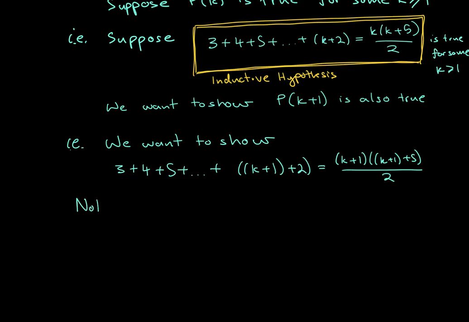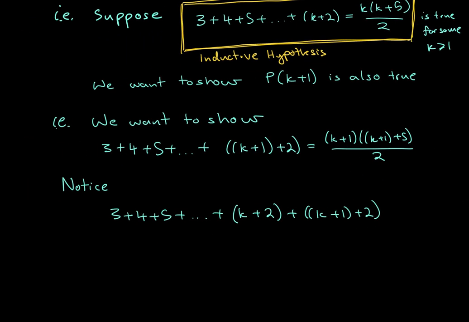So how am I going to do that? Well, I'm just going to start with the left side of this equation and mold it mathematically. 3 plus 4 plus 5 plus dot, dot, dot. And I'm going to add in one term before this thing. So that's going to be k plus 2, the one right before this would be the kth term. And then I still have this k plus 1 plus 2. And I'm going to hope that this is equal to this. I'm not going to assume that it's equal to this. I'm hoping that this is equal to this.